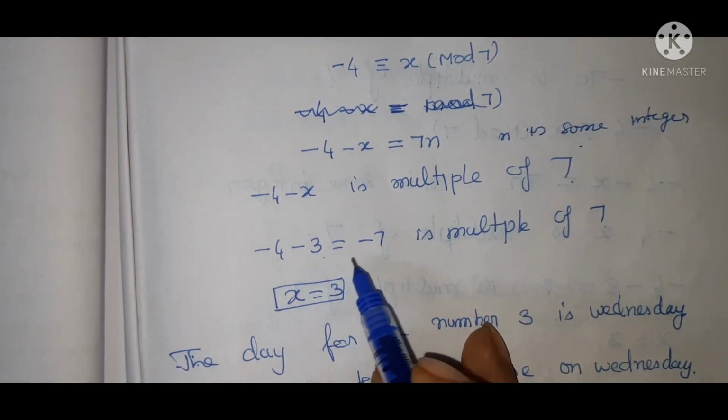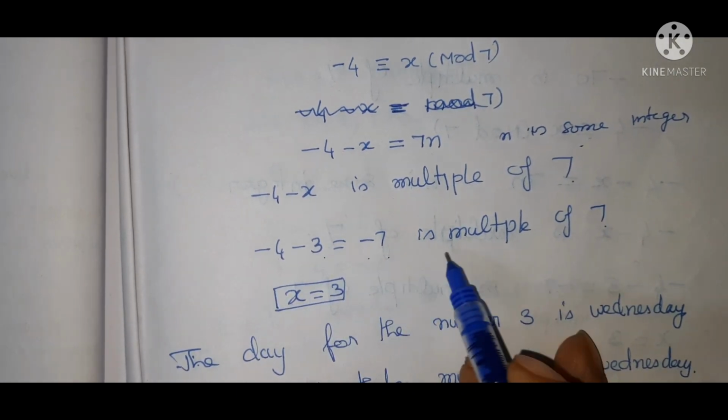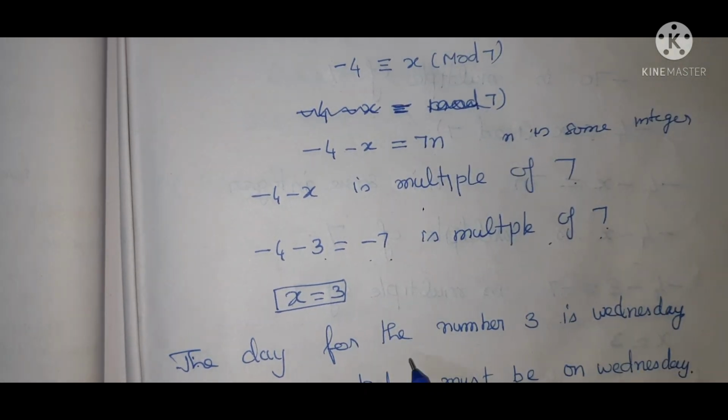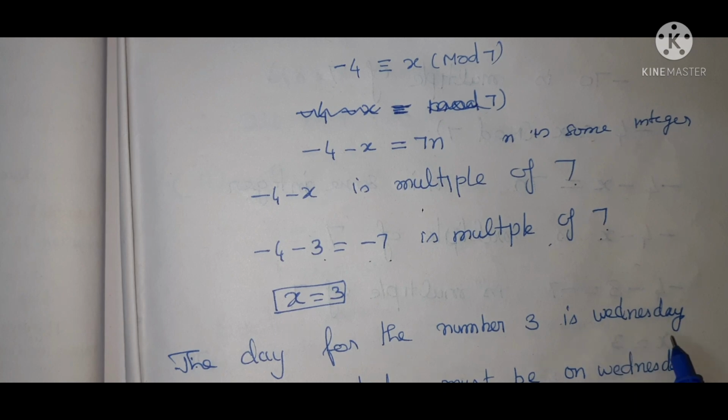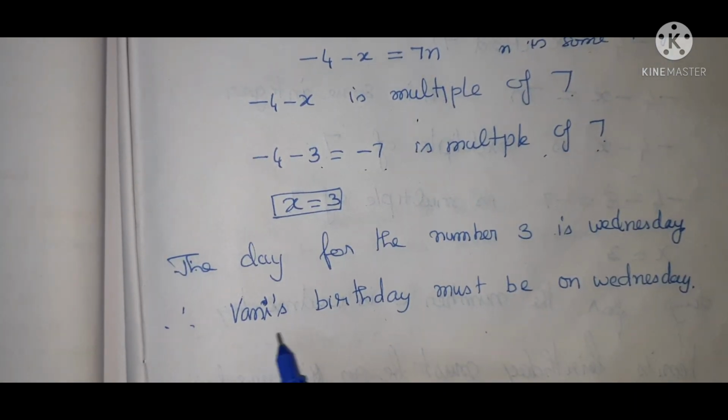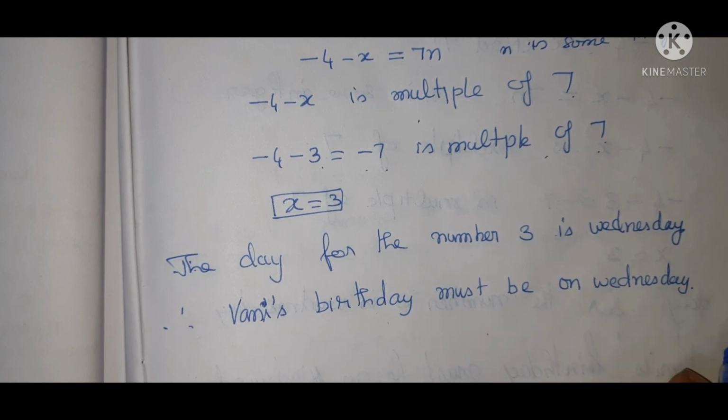Minus 4 minus 3 is equal to minus 7. Minus 7 is a multiple of 7. So x is 3. The day for the number 3 is Wednesday. Therefore, Vani's birthday must be on Wednesday.